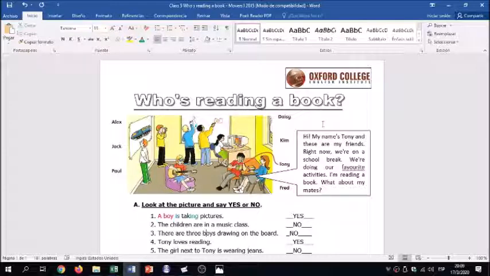Three. Who's that boy? Which one? The boy with the black trousers. That's Paul. He's taking photos of the boys. I know.